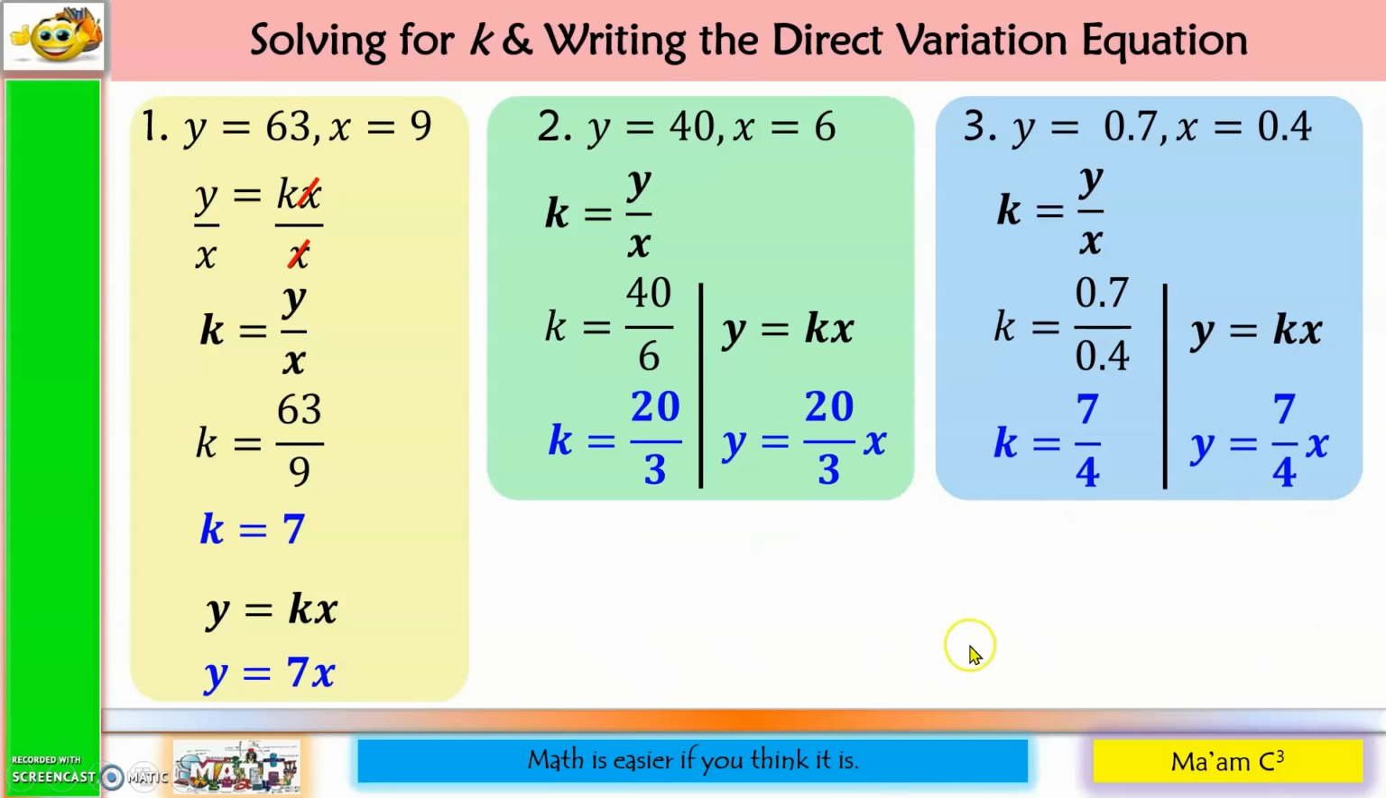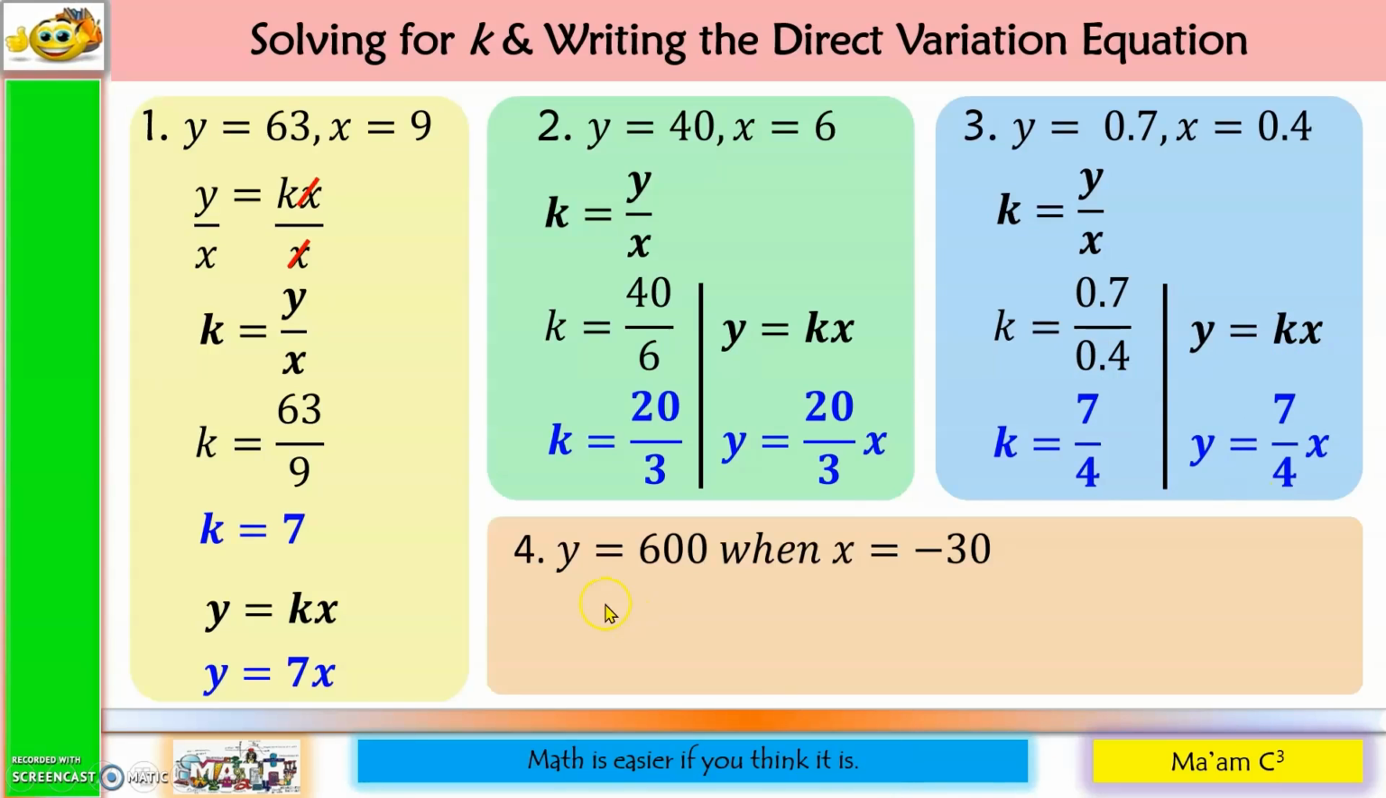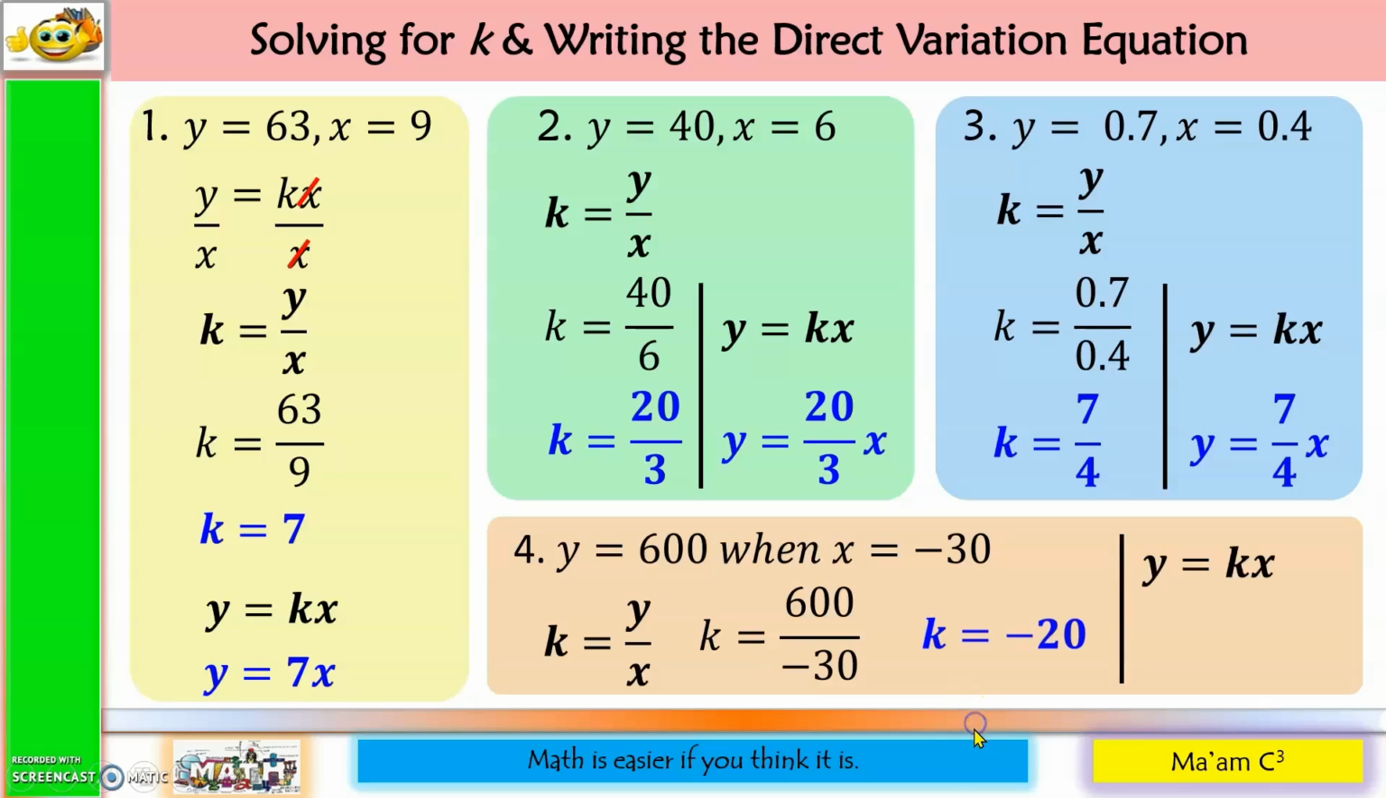I still have some space here. Let's have another one. Y is 600 when x is equal to negative 30. So once again, the formula for k. Then let us substitute our values here. 600 divided by negative 30 is negative 20. For the equation, y is equal to kx. Let us substitute negative 20 for k. So y is equal to negative 20x.